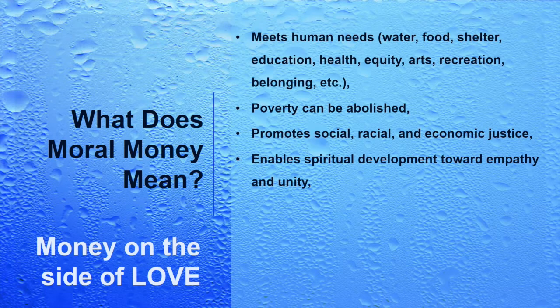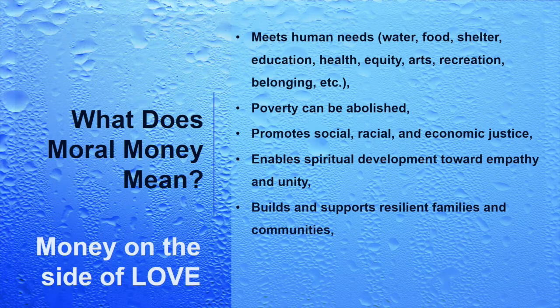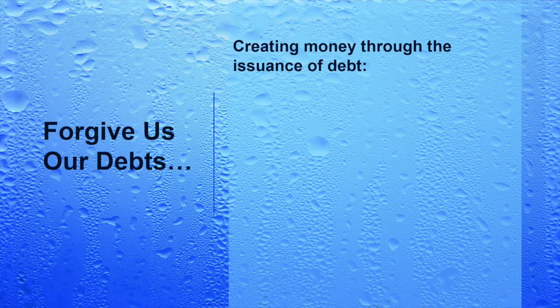It encourages separation, isolation, and competitiveness. The money system could build and support resilient families and communities. It could foster human enlightenment, creativity, and care. All of these types of goals for the money system would put a new money system on the side of love instead of on the side of fear and scarcity, where it is now.